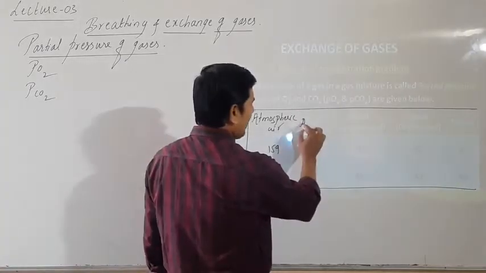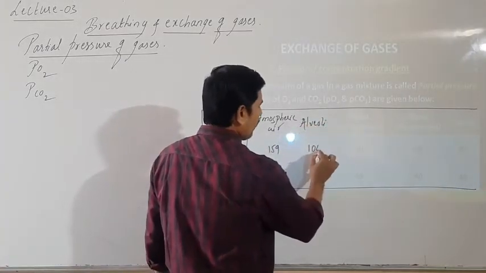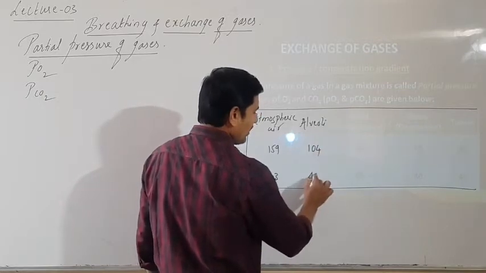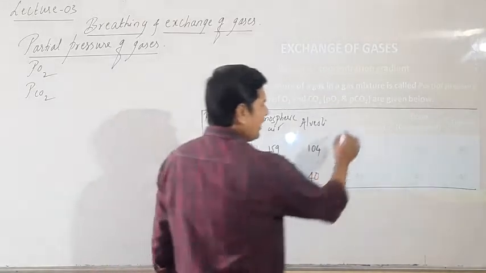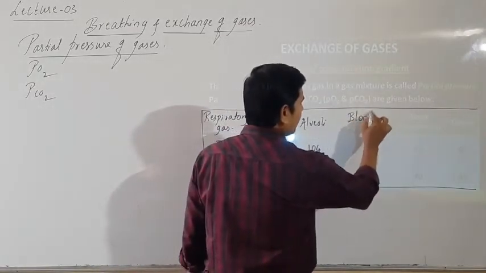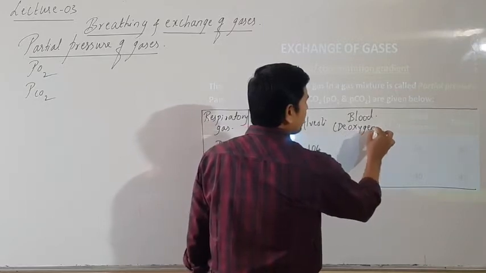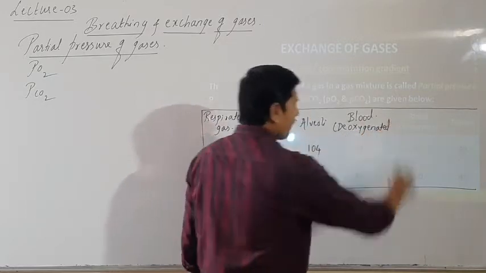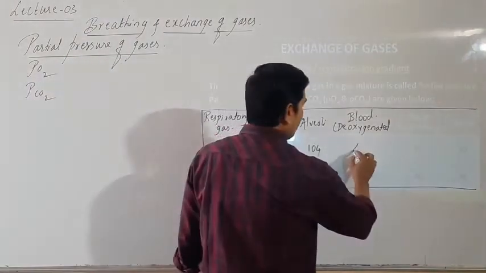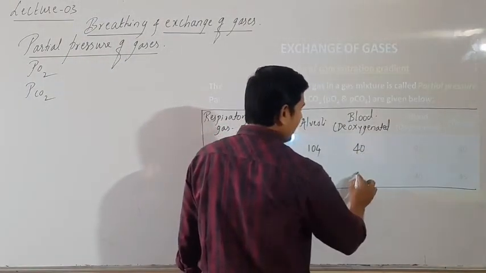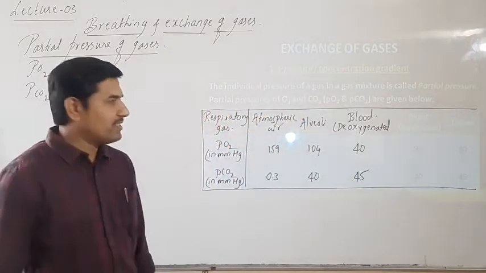Then in the alveoli, O2 is 104 mm of Hg and CO2 is 40 mm of Hg. Then in the blood which is deoxygenated, O2 is around 40 mm of Hg, and CO2 is a little bit higher, 45 mm of Hg.